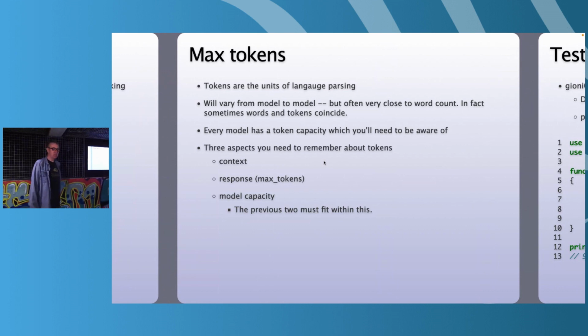Max tokens is very important. When you query the model, you can say how big you want your response to be. So a token, you can think of it broadly like words. It isn't, but it is the unit of language parsing for the AI model. And the size and nature of a token will vary from model to model.